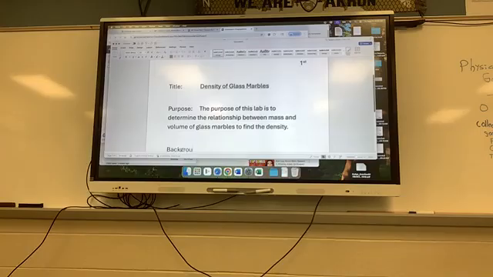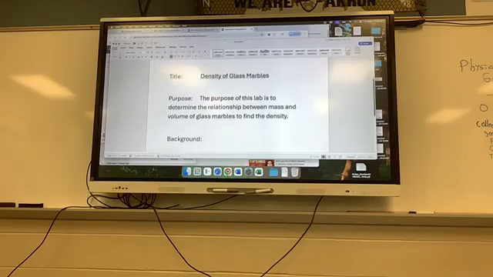Background. What do we usually put in background? Definitions, safety, and one other thing we usually put in background, which we may need later in the lab. Equations. So what equation may we need first? Density. So density equals mass divided by volume. So that is one thing we might need.